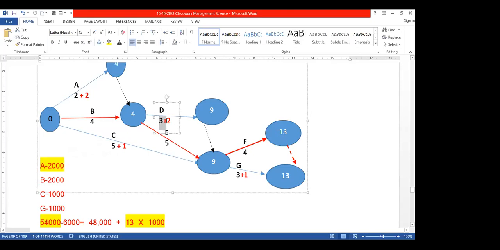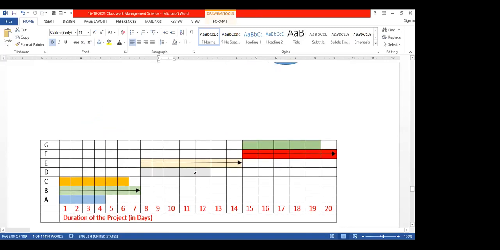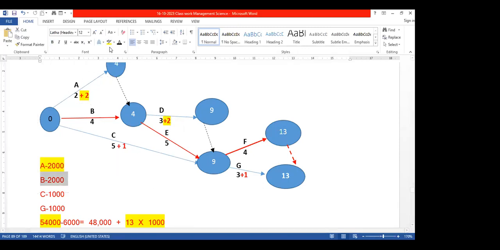Similarly, if you look at D, what is the duration of D? 1, 2, 3, 4, 5 days. Normal duration 5 days. We have made it 3. But here 4 plus 5, 9. 4 plus 3, 7. So therefore, these two also we can add. Right? These two also we can add. So adding 2 here, it becomes again normal duration 5 days. Then from that also 2,000 we can save.